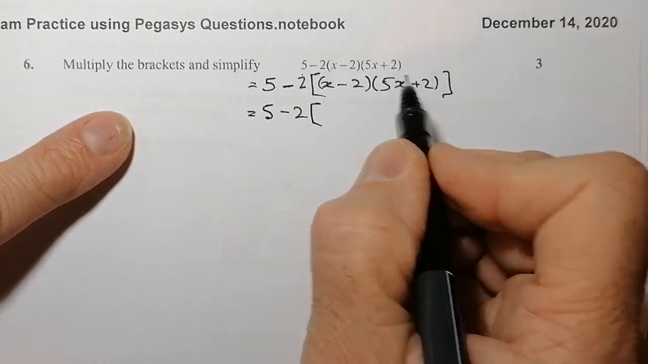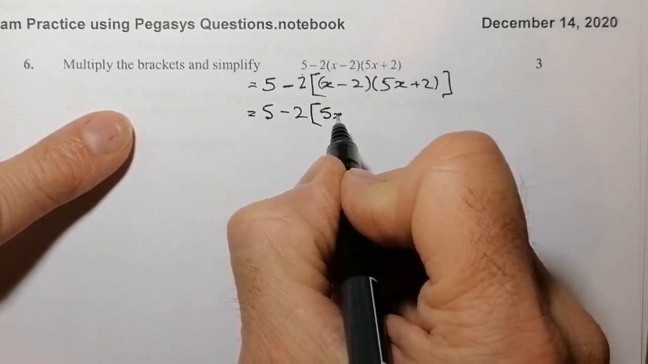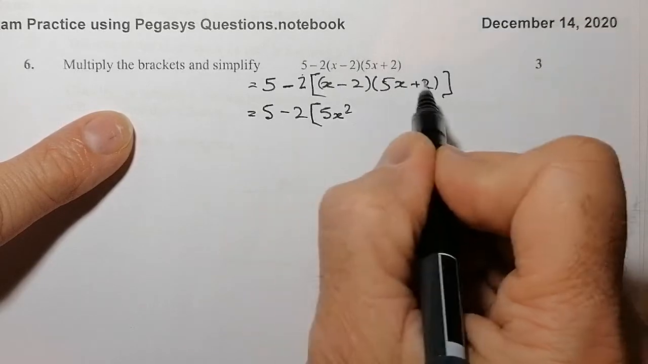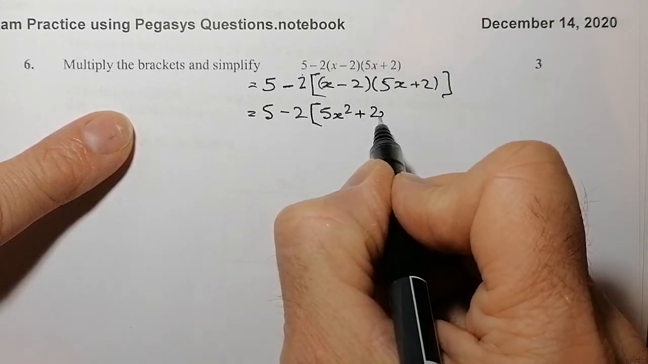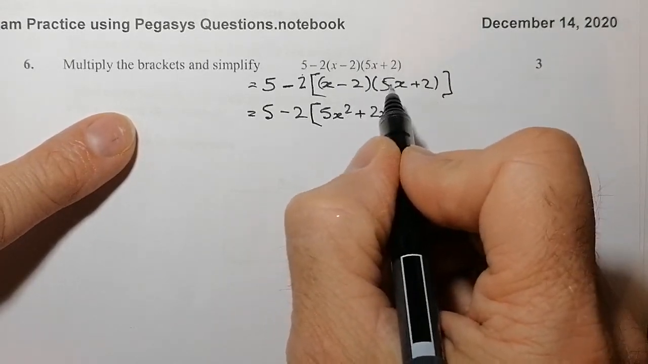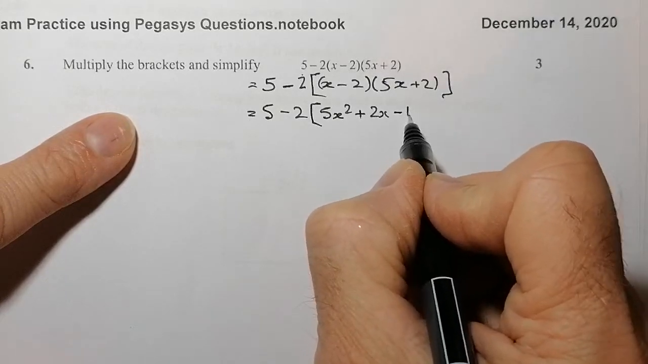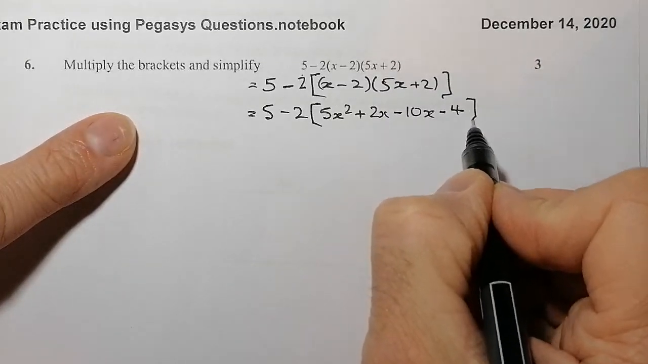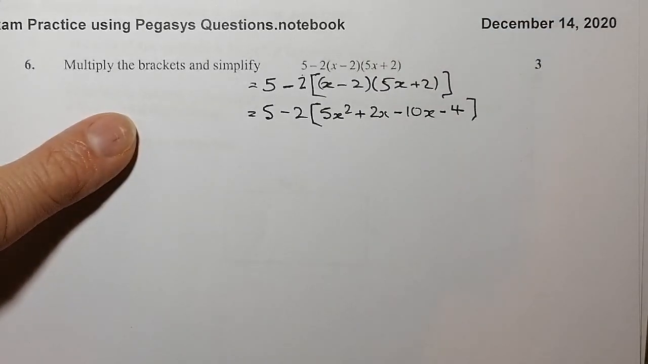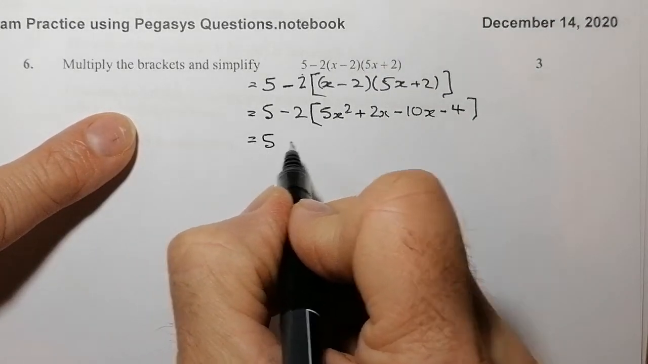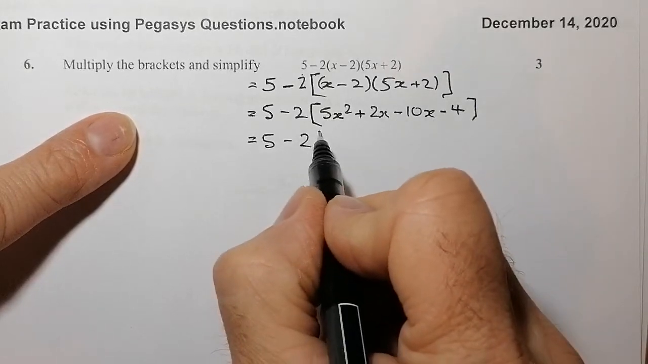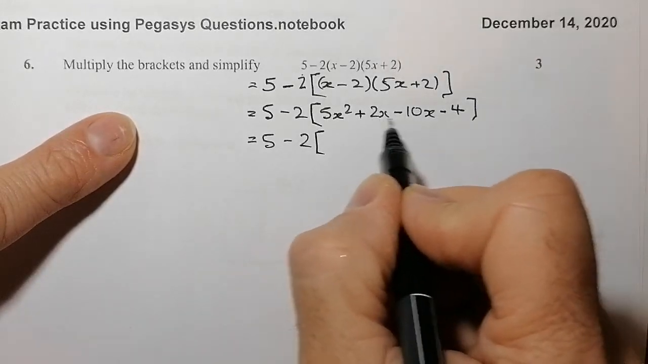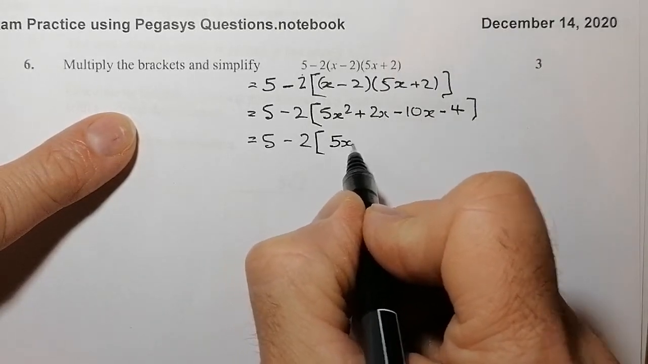So x times 5x, that's going to give me 5x squared. If I go for x times the 2, it's going to be plus 2x. I'll then do the insides here, so that'll be negative 10x. And then that'll give me a negative 4 when I multiply that last part out. Okay, so with any FOIL type work that we've got, we're going to be gathering up the middle terms. So I'll go for that first of all.